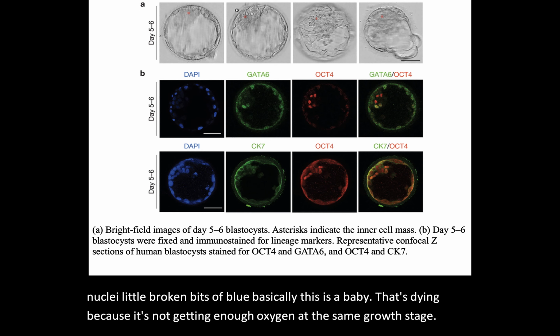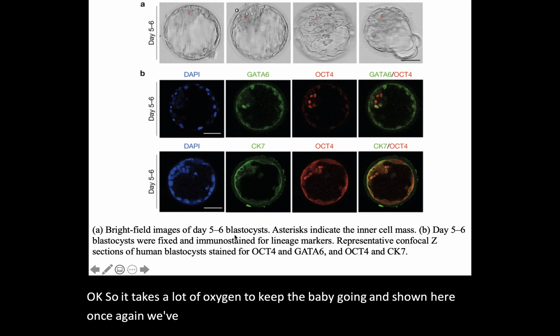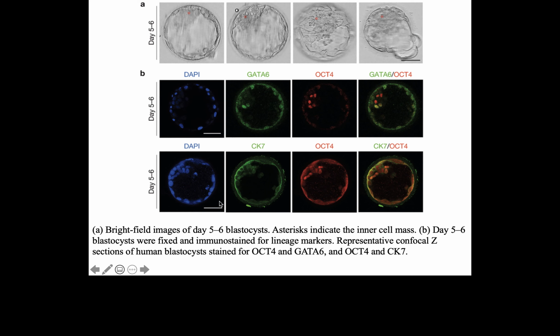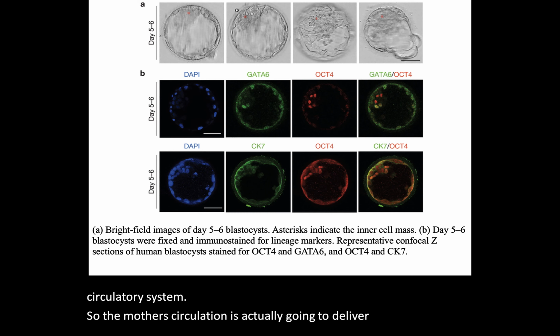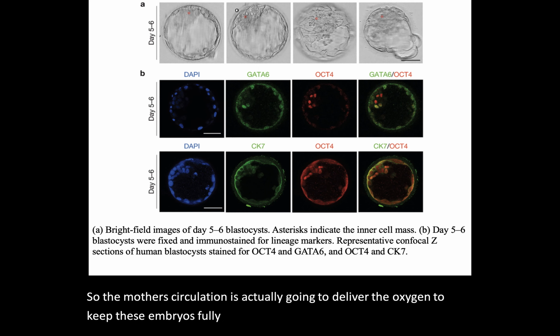And shown here, once again, this is day 5 and 6, little blastocysts, which is one of the stages of development, where we have the 2 layers. And so the DAPI shows you where the nuclei are of all the cells, so there and there. And these are all going to be in the high oxygen, the 21% oxygen sort of environment, so that they grow properly. And this is going to be equivalent to what would happen with a functioning circulatory system. So the mother's circulation is actually going to deliver the oxygen to keep these embryos fully oxygenated, and so they're going to grow just like this.